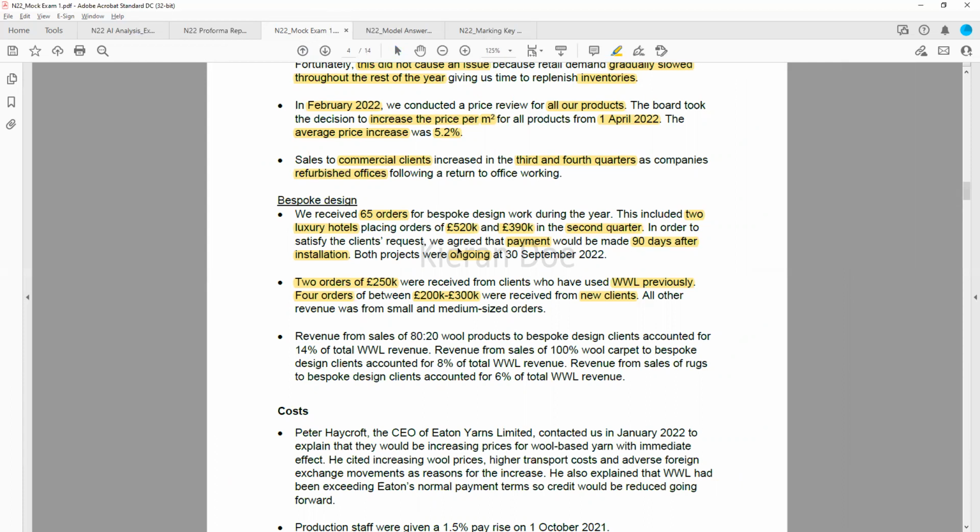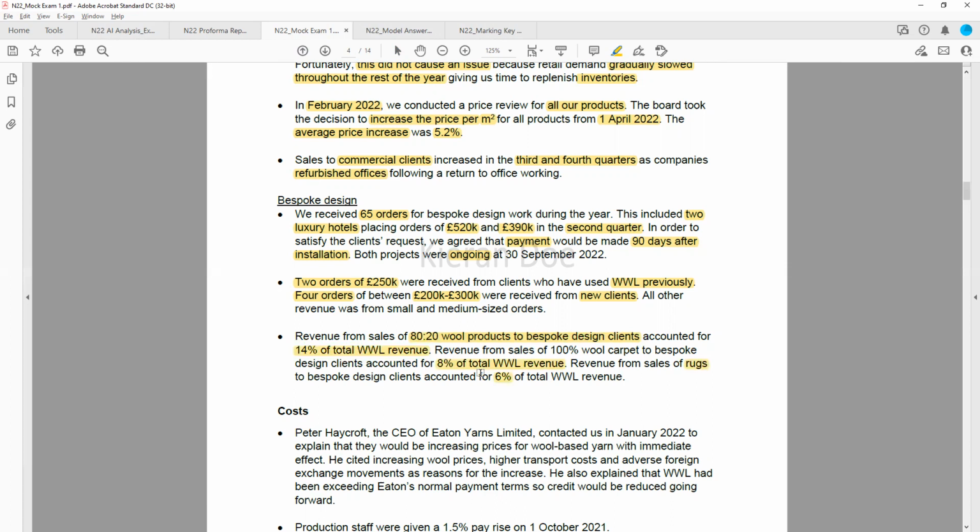And then we're told even more information about Bespoke. So revenue from sales of 80/20 wool products to bespoke design clients accounted for 14% of total revenue. Revenue from sales of 100% wool carpet to bespoke design clients accounted for 8% of total revenue. Revenue from sale of rugs to bespoke design clients accounted for 6% of revenue. So you can see we've kind of got that breakdown of bespoke revenue by product type, something, of course, we were also given in the AI.